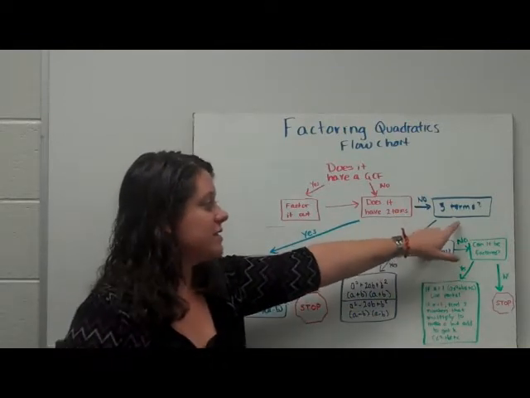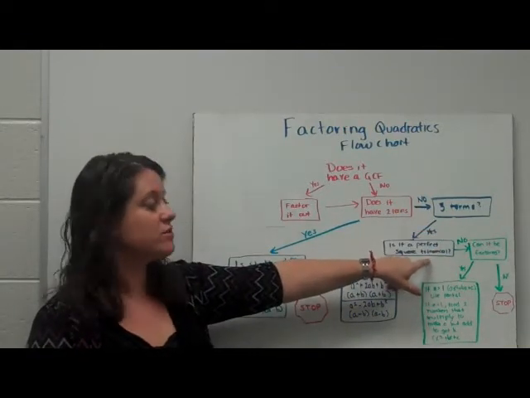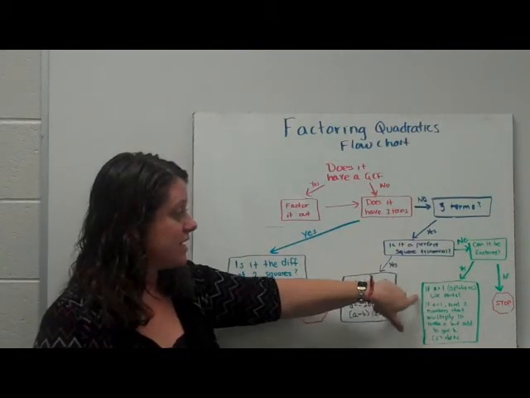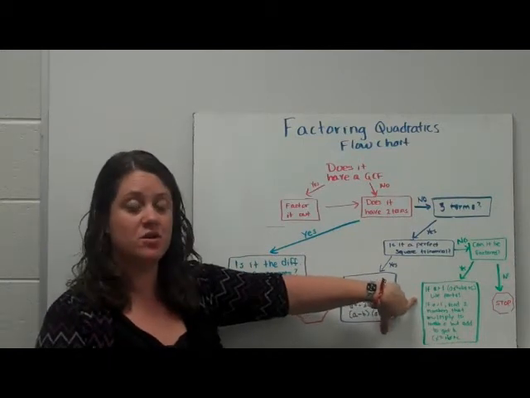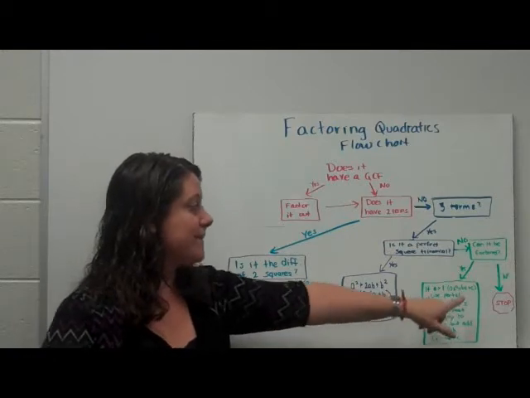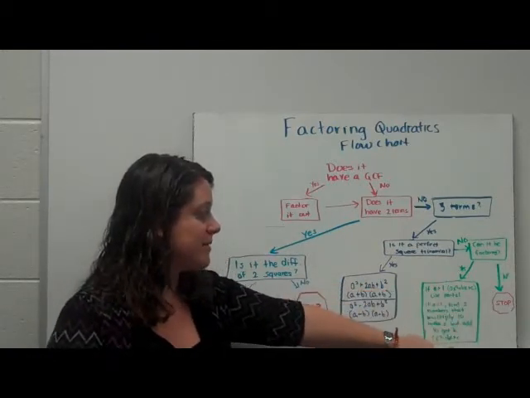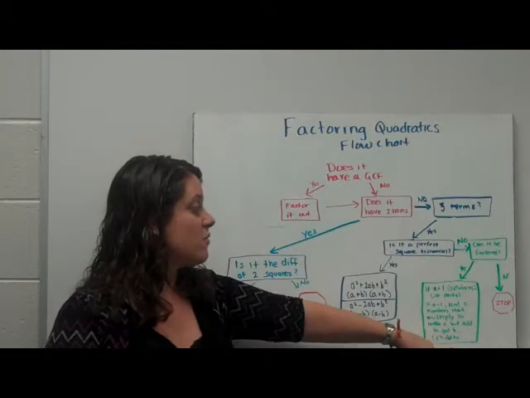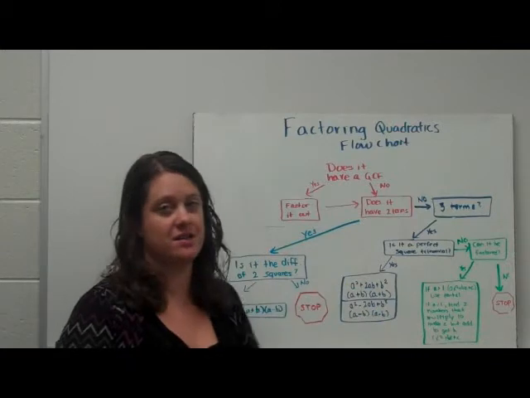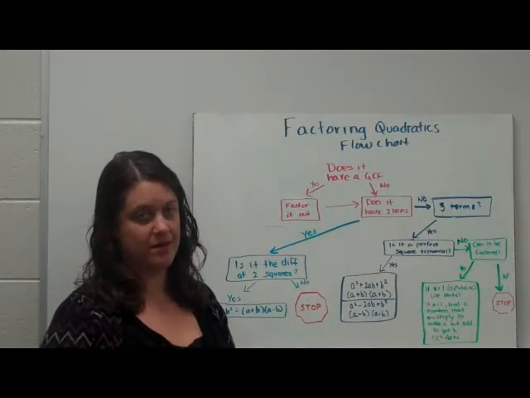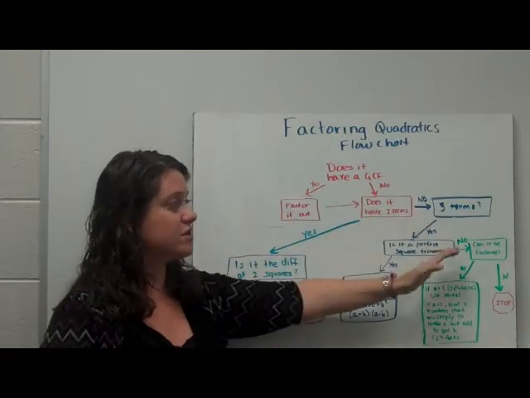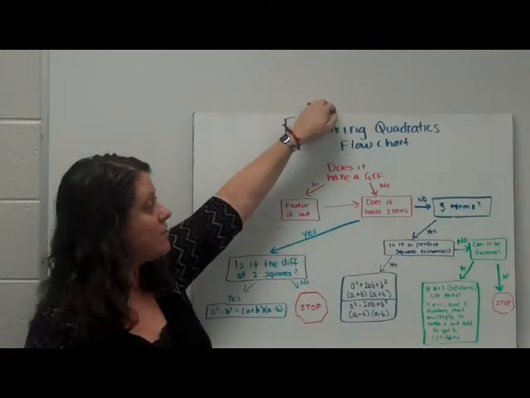Let's go back up here. Does it have 3 terms? Yes. Is it a perfect square trinomial? No. Can it be factored? Well, try factoring it. If a is greater than 1, use the pants method. If a equals 1, find 2 numbers that multiply to make c, but add to make b. Or, if you try that and it doesn't work, then perhaps it cannot be factored, and stop, it's prime. So always start with the GCF and go through this process: 2 terms, 3 terms, etc. So let's go ahead and try some.